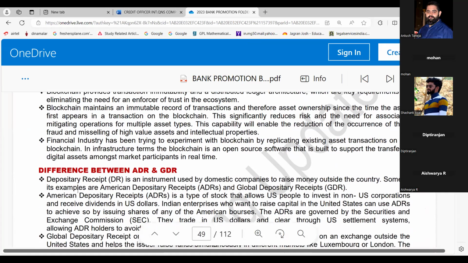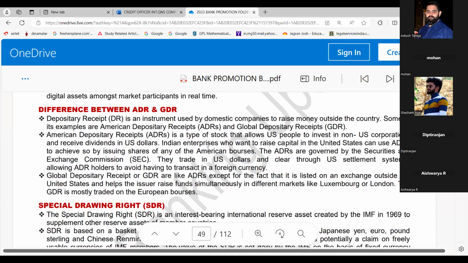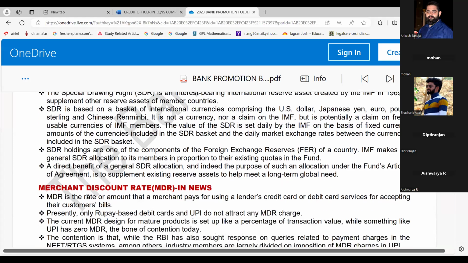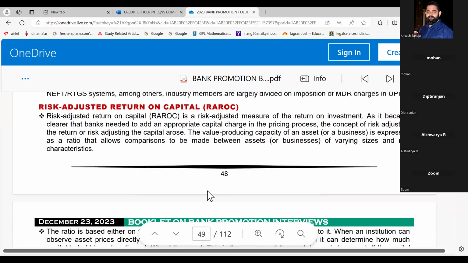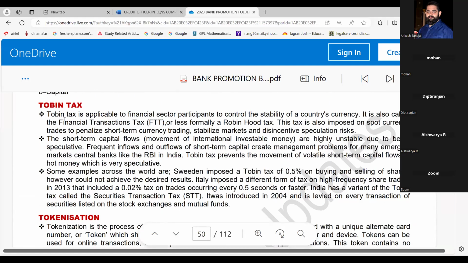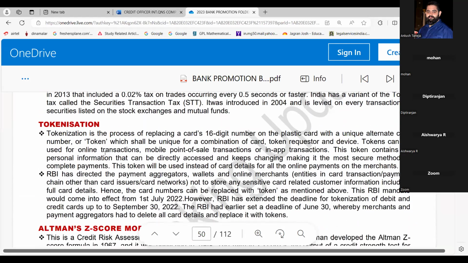Difference between American depository receipt and global depository receipt. What do you mean by special drawing rights? What do you understand by merchant discount rate? Then what is risk adjusted return on capital? I know it's tough. Then this one, Tobin tax, tokenization.